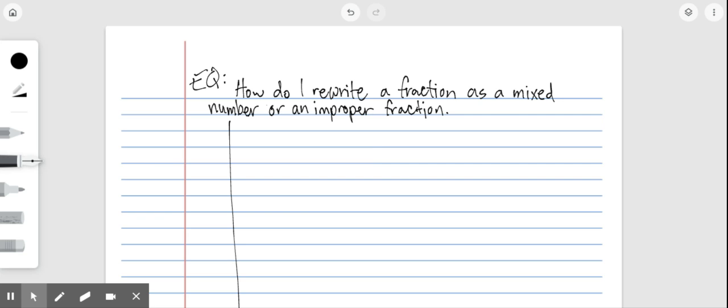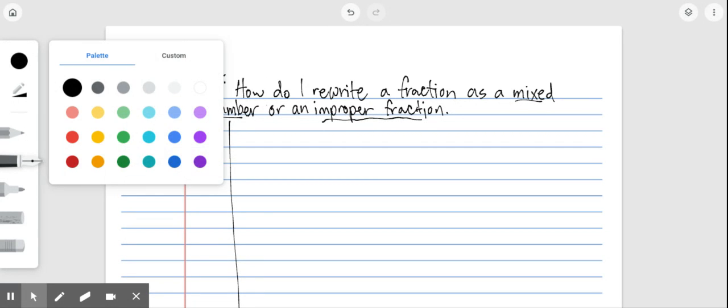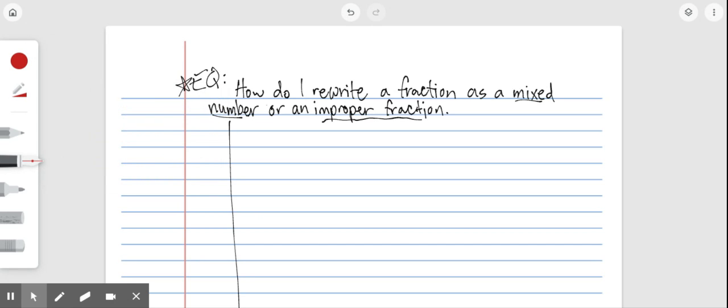All right, you guys. Today we're talking about how to rewrite a fraction as a mixed number or an improper fraction. So let's recall from last week, we talked about what a mixed number was and what an improper fraction was.